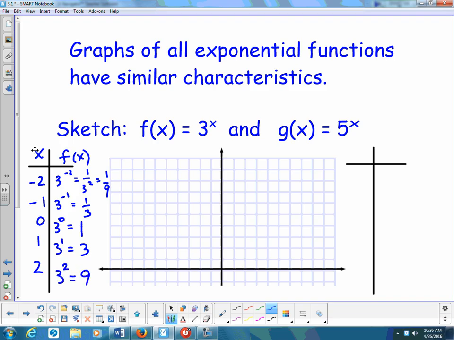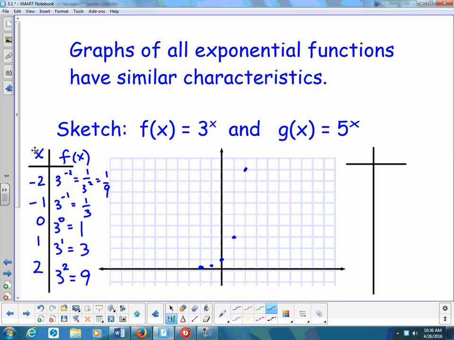Remember, anytime you need to, if I'm going too fast, feel free to pause, stop, or rewind. So if I'm going to plot these points, -2 goes to 1/9. That's just barely above the x-axis. Negative 1 is just slightly higher than that, at 1/3. 0 goes to 1, 1 goes to 3, and 2 goes to 9.